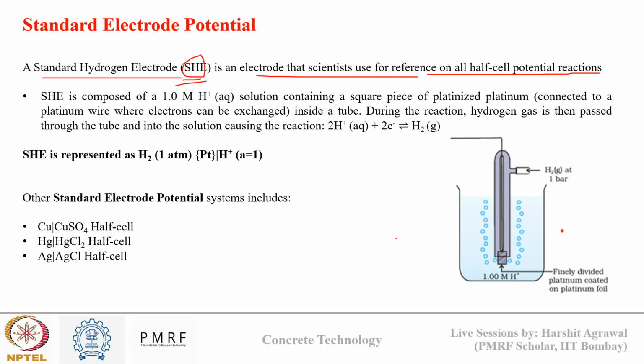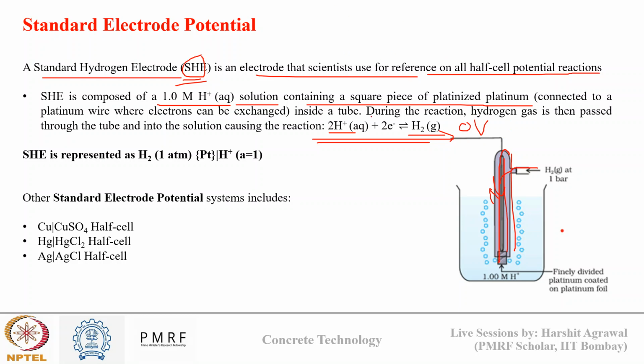Okay, so you can see in this figure how this electrode is made. It is composed of 1 molar hydrogen ion solution containing one square piece of platinized platinum inside a tube. So there is a tube inside which we have 1 molar concentration of H+ ion with the platinum rod. During the reaction, hydrogen gas is passed through it, so H+ ion converts into H2 gas, and the potential for this reaction is 0 volt. So this is a reference that we use for all other reactions.